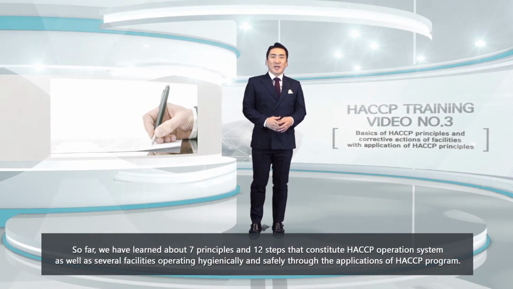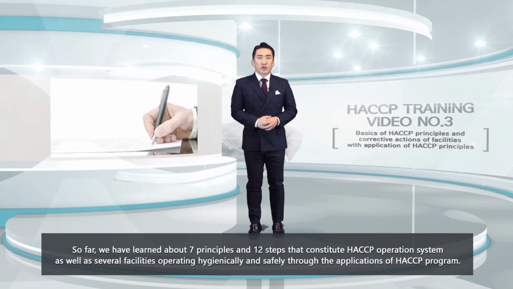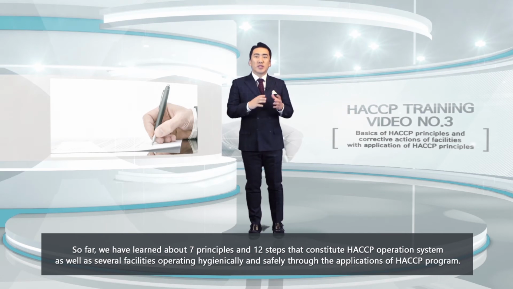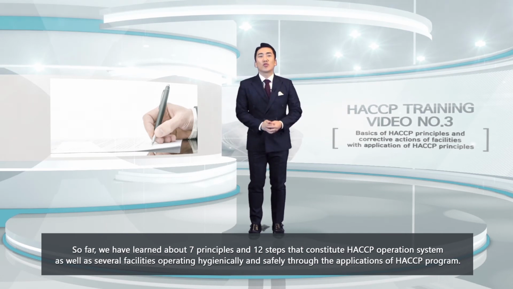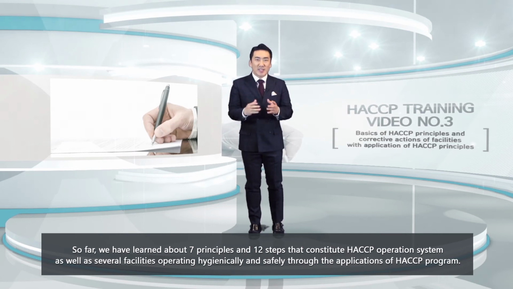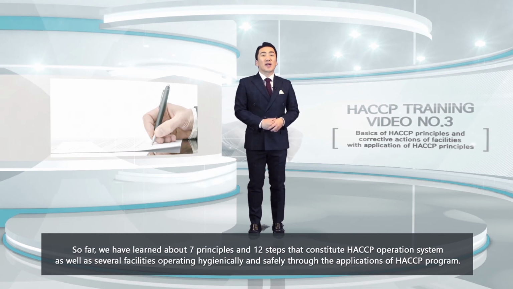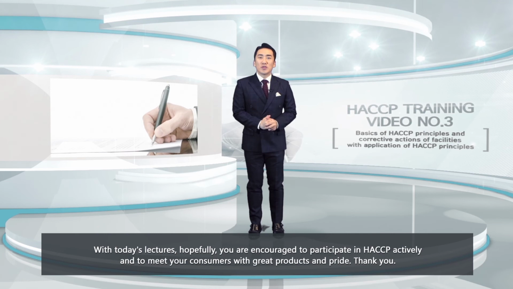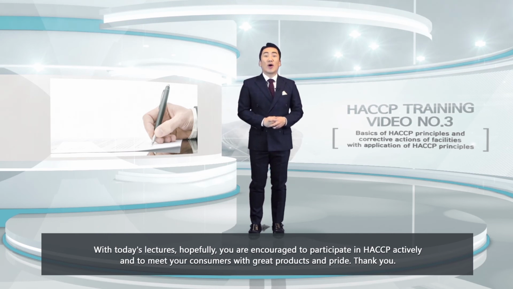So far, we have learned about the 7 principles and 12 steps that constitute the HACCP operation system, as well as several facilities operating hygienically and safely through the applications of the HACCP program. With today's lectures, hopefully you are encouraged to participate in HACCP actively and to meet your consumers with great products and pride.